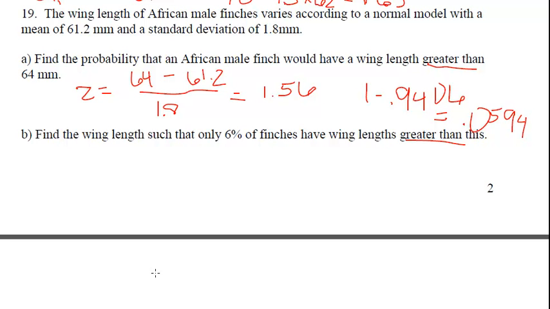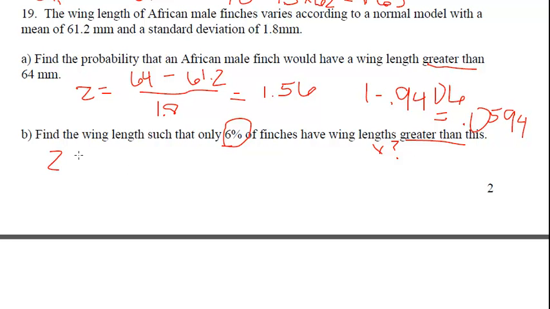The next one's a little bit more difficult, maybe the most difficult one on the sample test. Here it says find the length such that only 6% of wing lengths are greater than this. So the difference between these two types of problems is here I'm given the percent and I'm asked to find x. Here I was given x was 64, and I was asked to find the percent. It says greater than, I still have to take that into account.